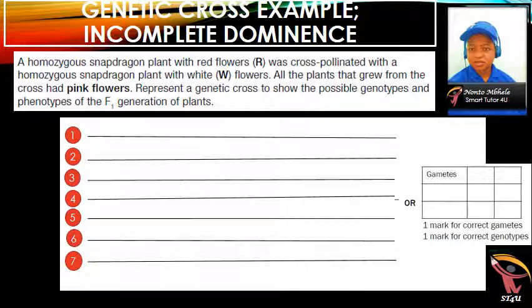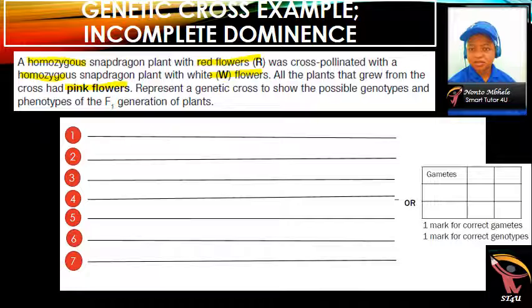Okay, so let us look into this example. A homozygous snapdragon plant, just like the picture that I've been showing you, a homozygous snapdragon plant with red flowers was cross-pollinated with a homozygous snapdragon plant with white flowers. The red was crossed with the white. All the plants that grew from the cross had pink flowers. This is exactly what we are talking about. Represent a genetic cross to show the possible genotype and the phenotype of the F1 generation.